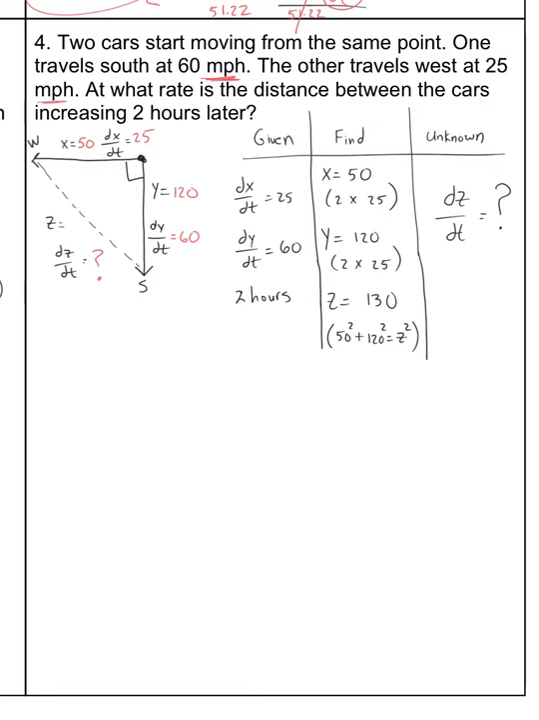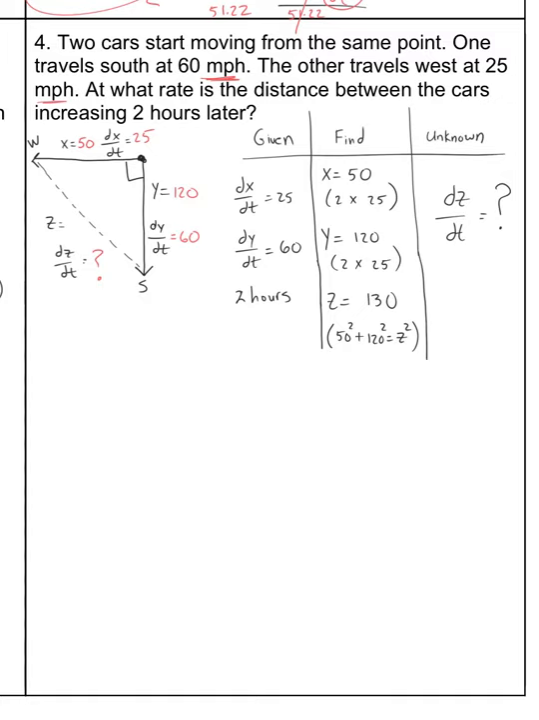All right, so these were my 3 givens right here, the 2 rates, 25 and 60. They are both positive because these distances are increasing. The side length gets bigger as they drive away from the intersection, so those are positive. We found our x and y using our time of 2 hours. We can also find z using Pythagorean's theorem. 50 squared plus 120 squared is equal to z squared, and I get 130. And this is our unknown. All right, so take a minute, read through that paragraph, and make sure you understand where everything goes and the correct variables and so on.